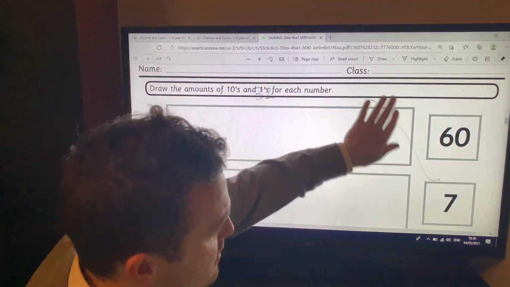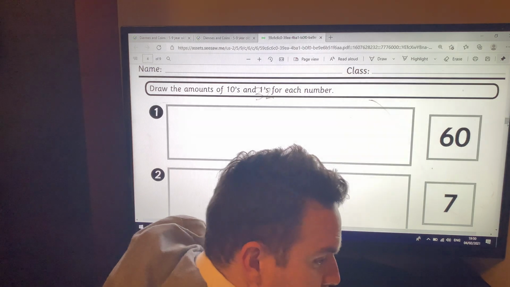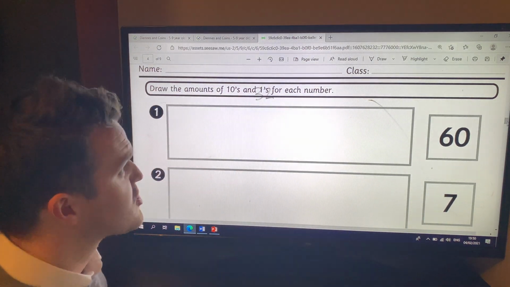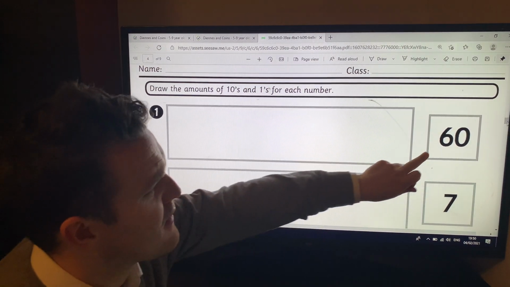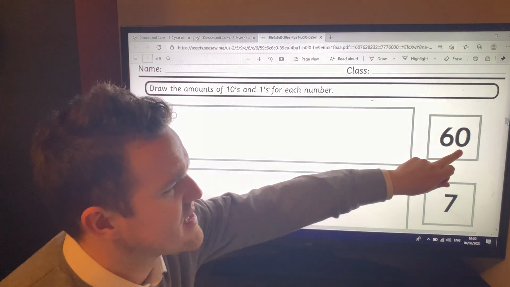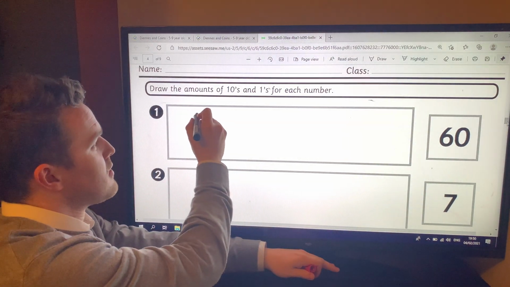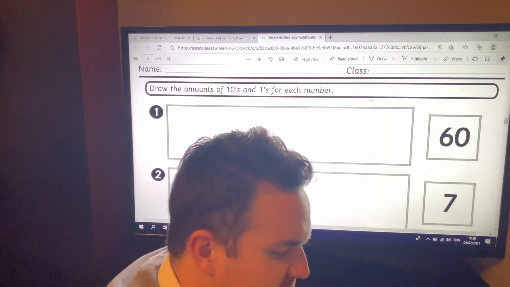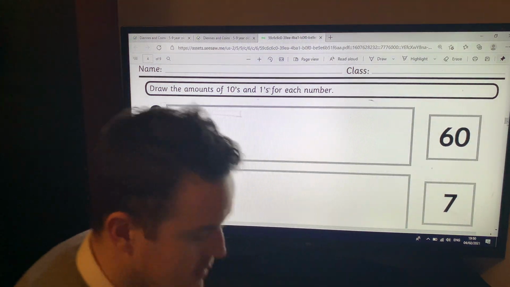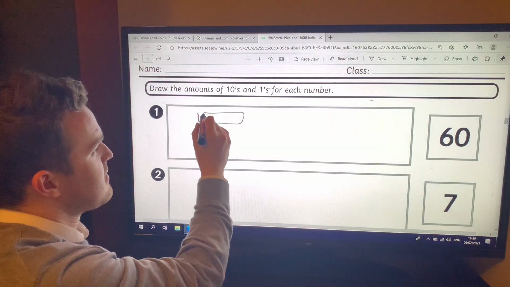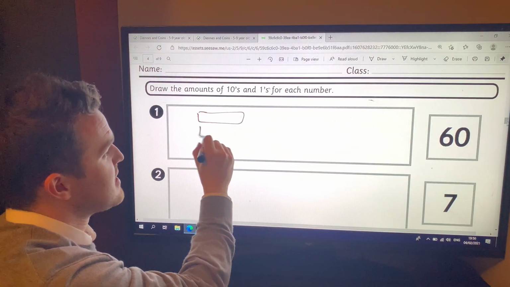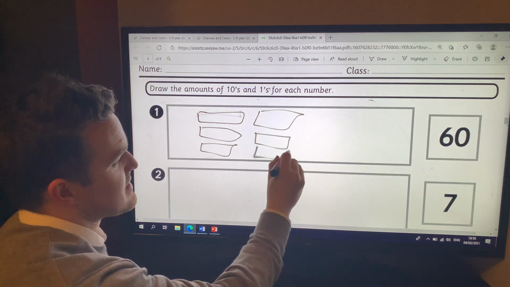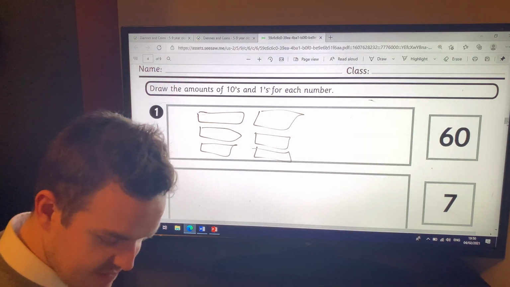Then we have the exact opposite. I'm going to get a different pen. This time you have to draw it. So look carefully at the number. We have 60. So we have 6 sets of 10s and 0 ones. So you would draw 6 sets of 10. I'm not going to fill in, but you can fill in the little lines. 10, 20, 30, 40, 50, 60. But I don't need any ones for that one, okay?